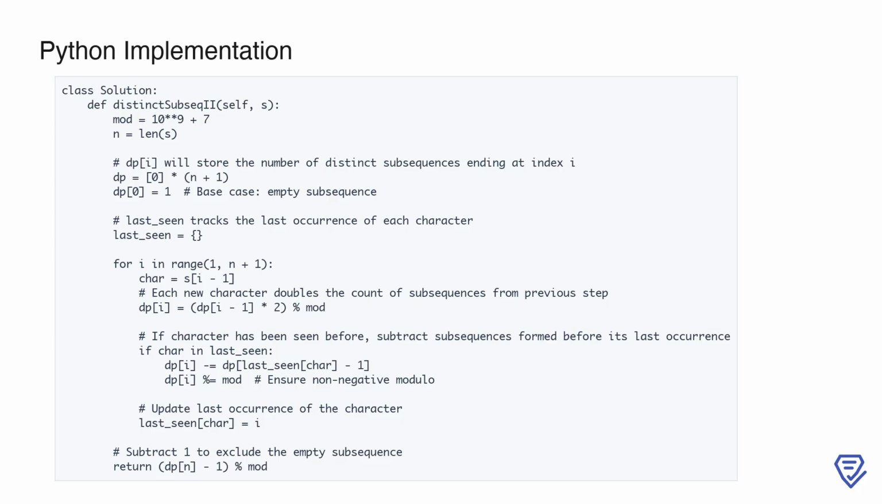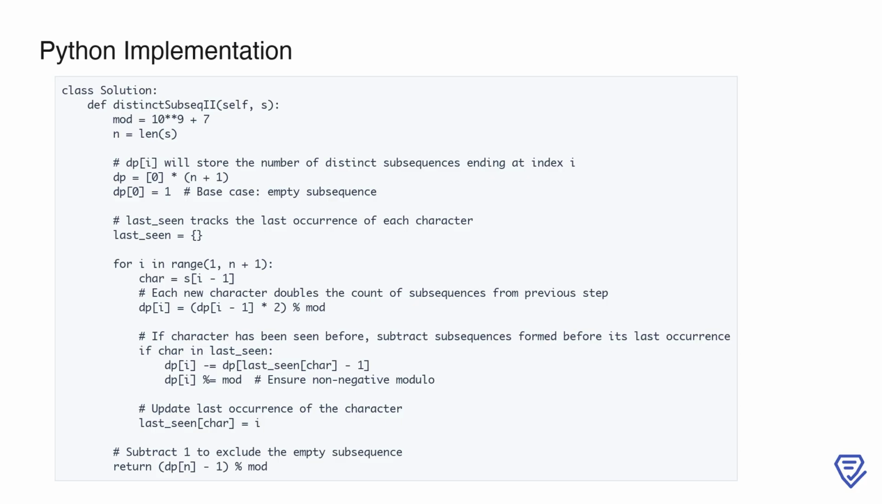Explanation. 1. Initialization. The modulo constant 10**9 + 7 ensures the results fit within the allowed range. A DP array of size n + 1 is initialized, where DP[i] represents the count of distinct subsequences up to index i. The base case DP[0] = 1 accounts for the empty subsequence.